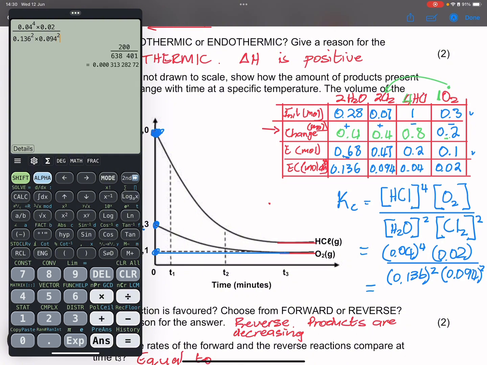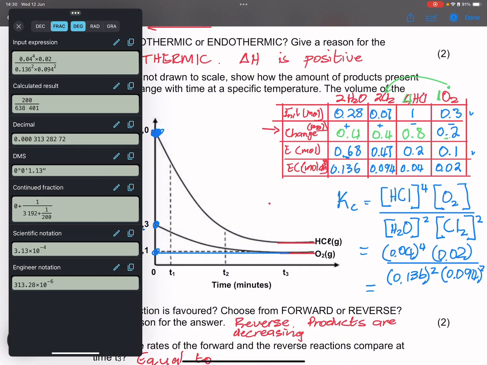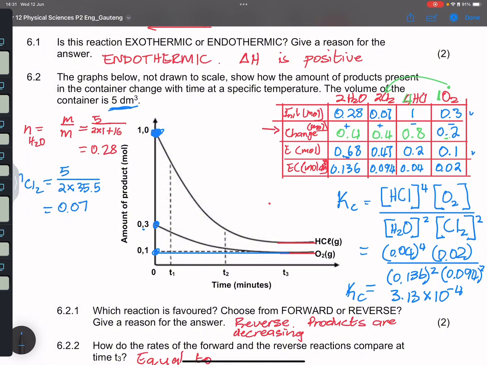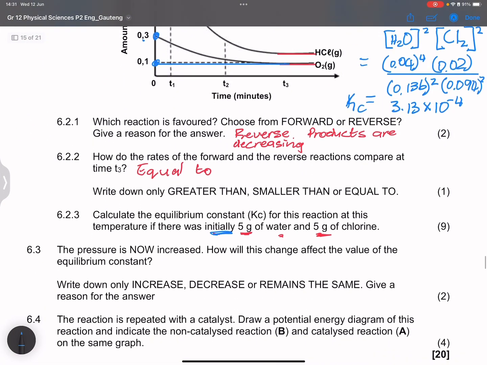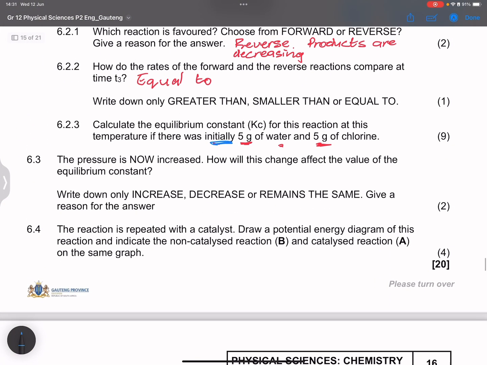Ladies and gents, I get a very small Kc value for obvious reasons. So I get 3.13 times 10 to the negative 4, right? And please remember that Kc does not have any units at this stage. So that is how we are going to answer that question. All right, so now let's go to the next part of this.